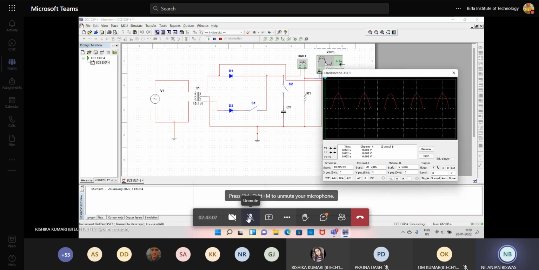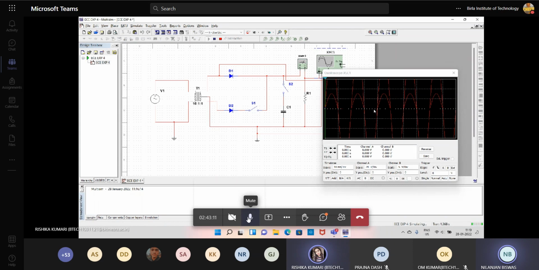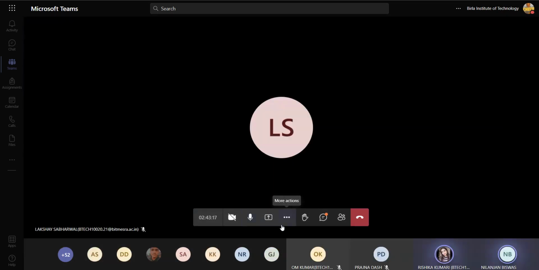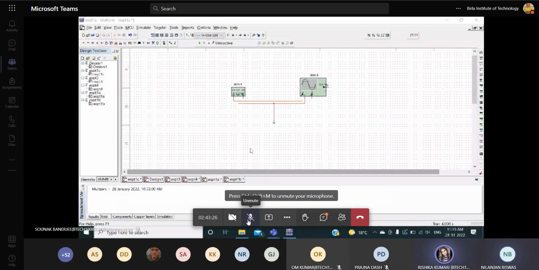Okay, very good. Go ahead and share your screen. Risika, you can do it, take the screenshot, and generate your lab journal. All right, I am sharing.